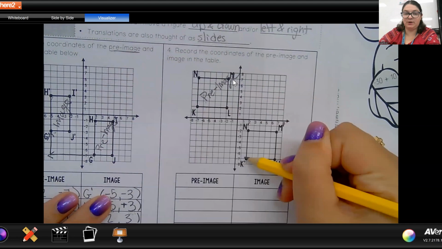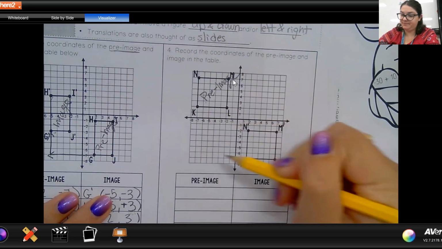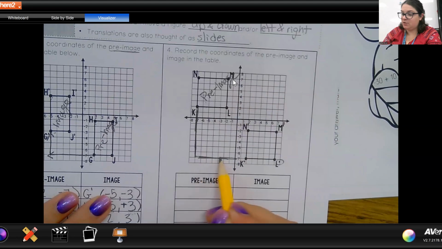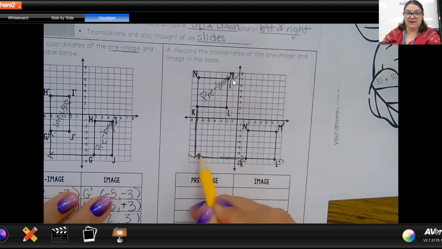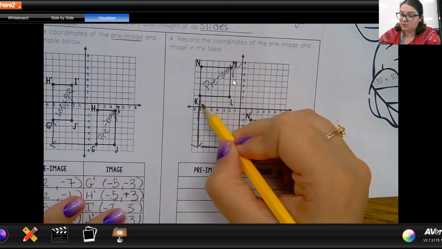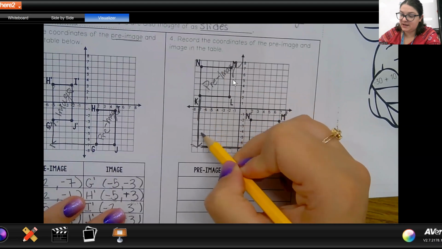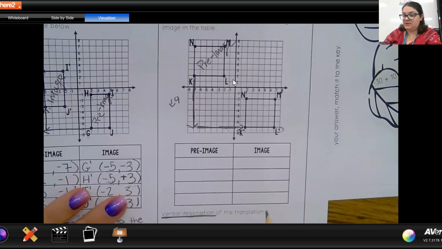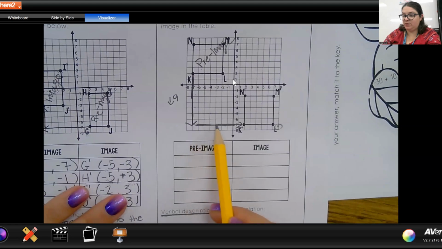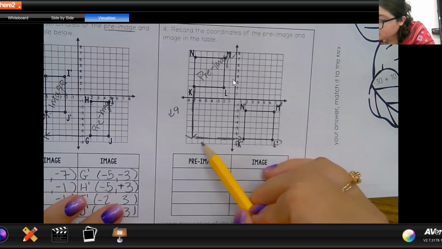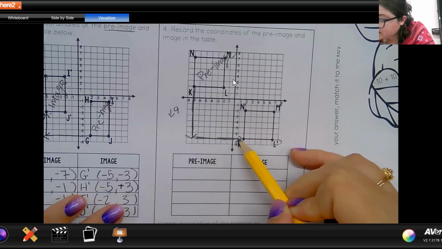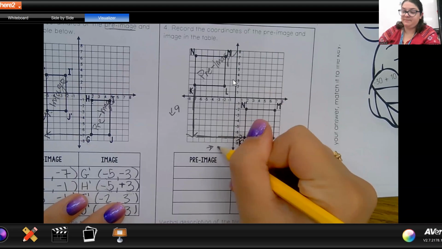So I'm looking at my corresponding points, K to K prime. I want to see how far did it go down and how far did it go over. And I'm going to count that. So this is 1, 2, 3, 4, 5, 6, 7, 8, 9. So down 9. And this went over 1, 2, 3, 4, 5, 6, 7, 8. Oh, I think I may have miscounted. 1, 2, 3, 4, 5, 6, 7, 8, 9. So this went to the right 9.